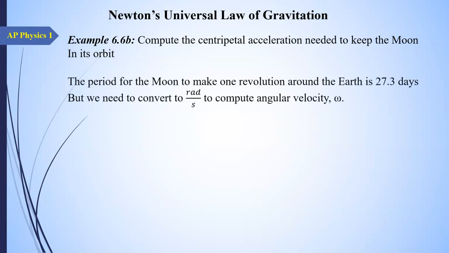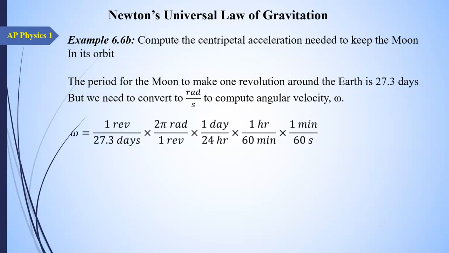So the period for the moon to make one revolution around the Earth is 27.3 days. That's why a month is called a month. It refers to the moon. But we need to convert this to radians per second to compute angular velocity, because we're going to need that for our centripetal acceleration calculation. So there it is. It looks kind of long, but this is dimensional analysis.